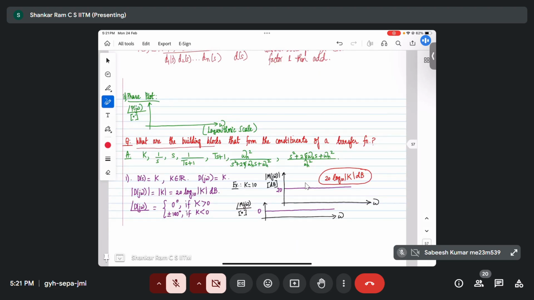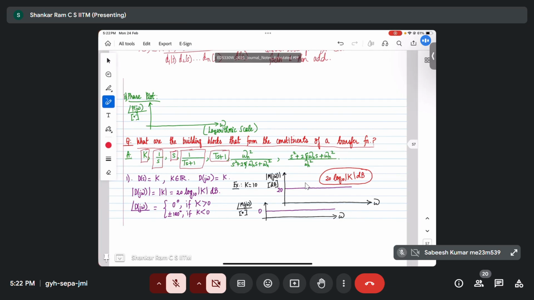So an important question comes: what are the building blocks that form the constituents of a transfer function? We can show that given any arbitrary transfer function, the building blocks are going to be these. We'll have a gain k, a constant real number. We can have an integral term 1 by s, we can have derivative terms. We can have a first order term of the form 1 by (Ts plus 1). We can also have a first order term of the form Ts plus 1.